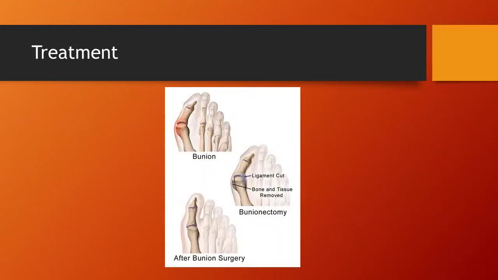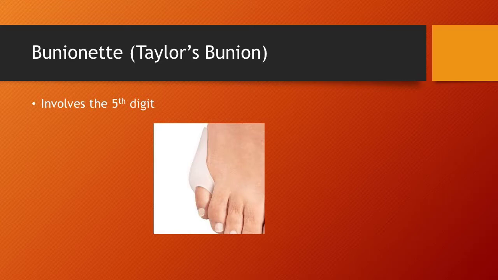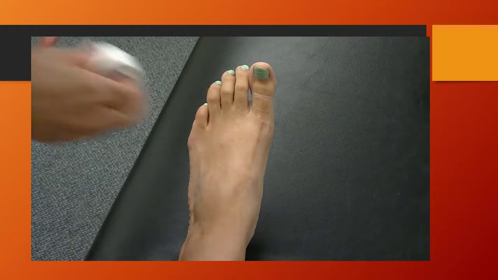Treatment is usually going to be done with some type of donut pad. If it is severe enough, there can also be a surgical alignment that occurs that is a realignment of the metatarsal. This is called a bunionectomy. You may also see something that is very similar, but it involves the fifth digit. This is called a bunionette, and it's also called a tailor's bunion, simply because back in the day when tailors sat cross-legged on their tables and on that fifth metatarsal, that would lead to that bunion.